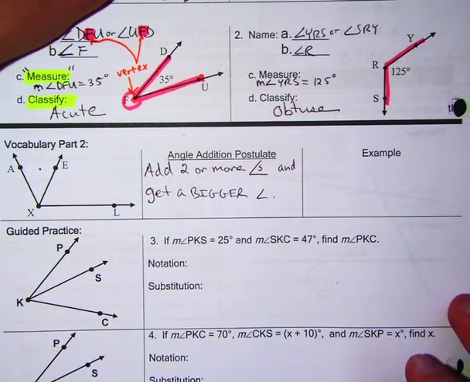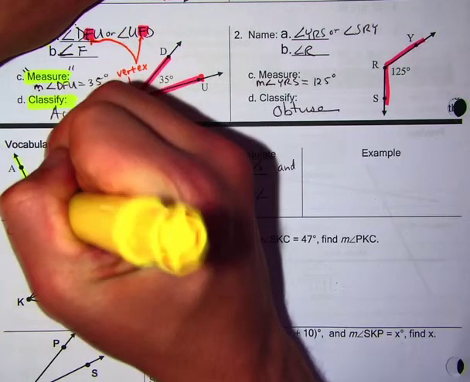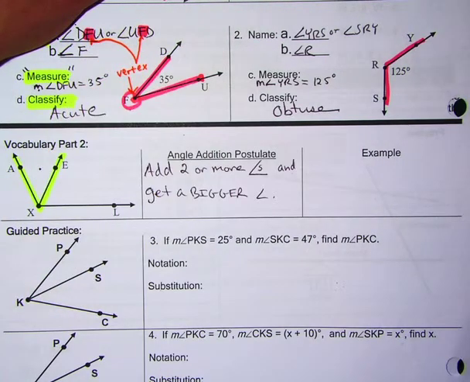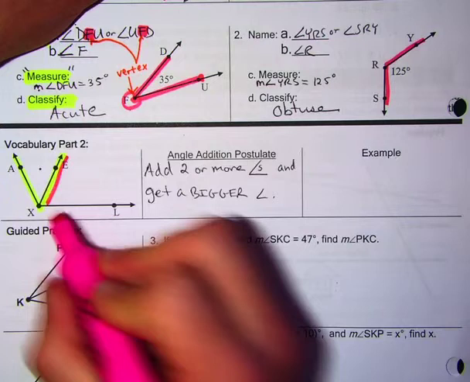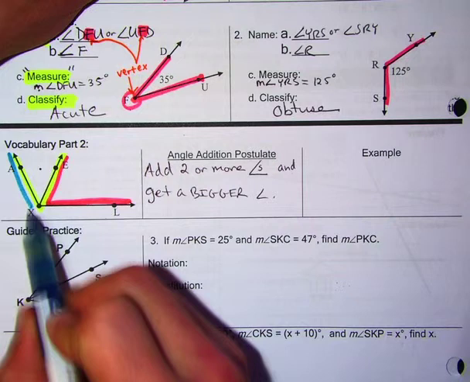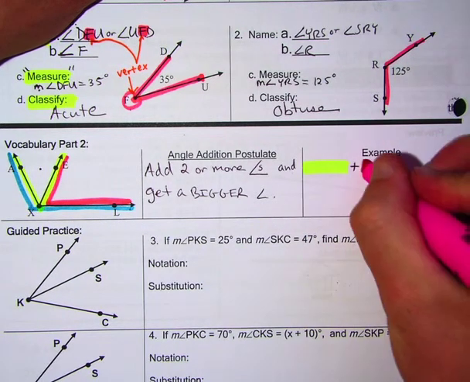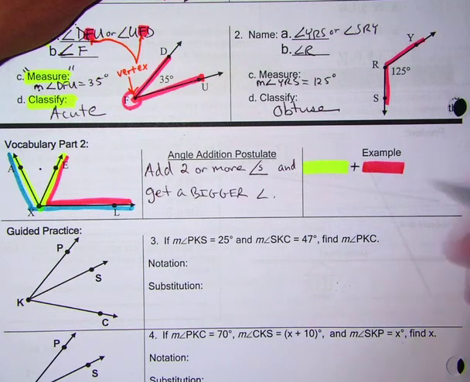So what might an example be? Well, this is the hard part. Watch really carefully. This yellow right here, if you were to add that angle to this pink angle here, you'd end up with the whole blue angle here. So the way I'm going to think about that is if I add the yellow to the pink, I get the blue.